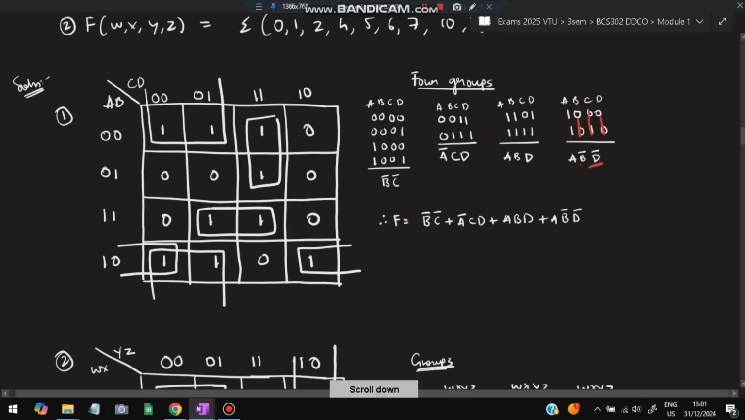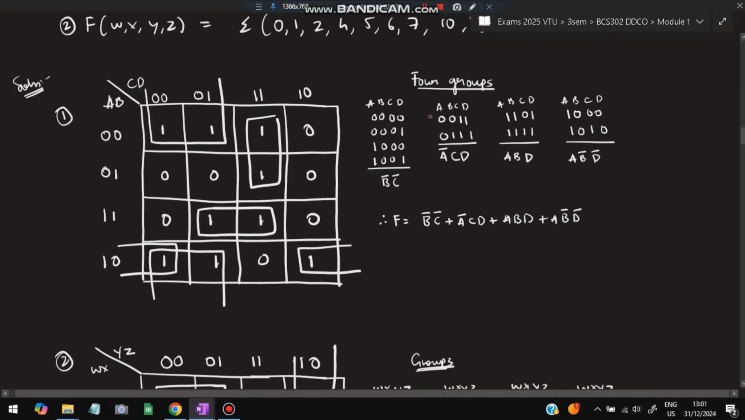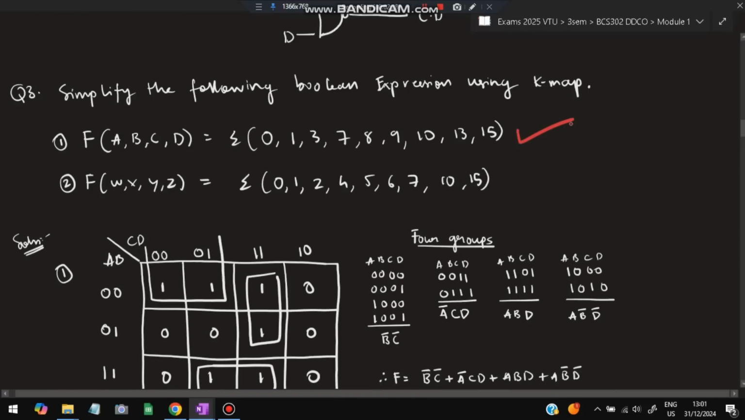Okay. So after that, you'll be just writing F is equal to B bar C bar plus A bar CD plus ABD plus A bar B bar D. Okay, like that you'll be writing the F value. Got my point? Okay. So like this, you'll be forming a group. Now, this is the final SOP equation for this one. Okay, so this is the SOP which they have given.